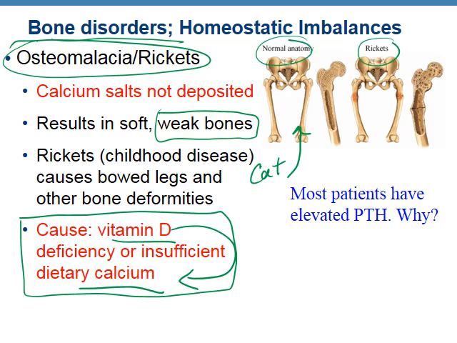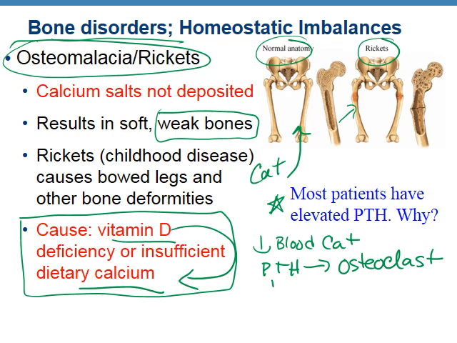So you can see the difference between normal anatomy and someone that has rickets. It causes these kind of bowed femurs, and then it causes weak bones in general. What's interesting is now that we know a little bit about hormones, we should be able to look at this statement. Most patients have elevated parathyroid hormone. So remember, if you have low blood calcium, parathyroid hormone is going to be released from the parathyroid gland, and parathyroid hormone is going to go to the osteoclasts and tell them to break bone down and release calcium into the blood.